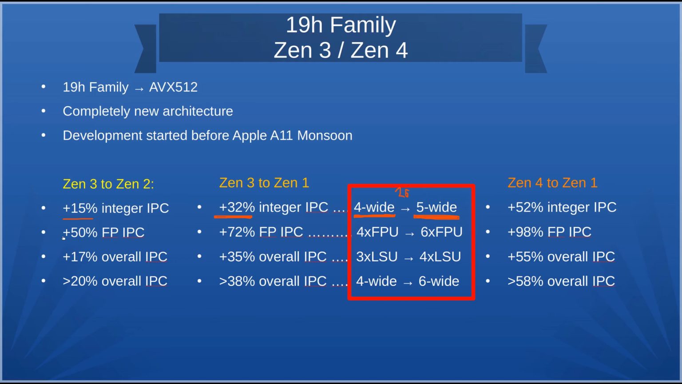And let's take a look at the floating point. So we can see here 50%. This is from the 6 floating point units.